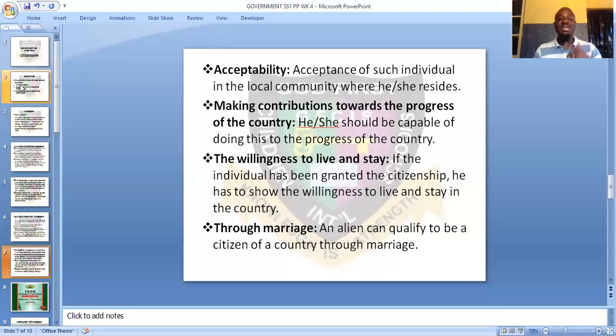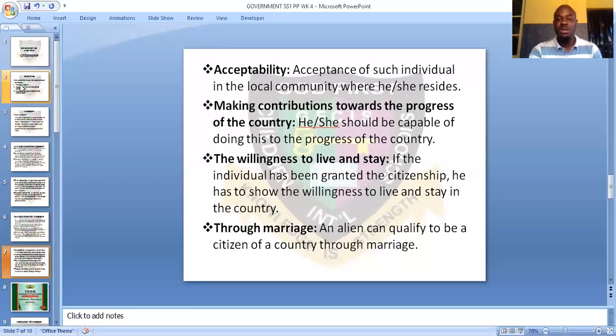Then such person can be granted citizenship. Then another route is that through marriage, an alien can acquire citizenship, or can qualify to be a citizen of a country through marriage. Getting married in a particular country is a sure link for you to qualify to be a citizen of that country.